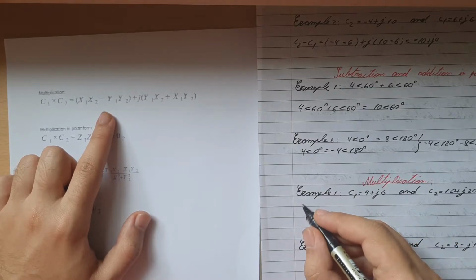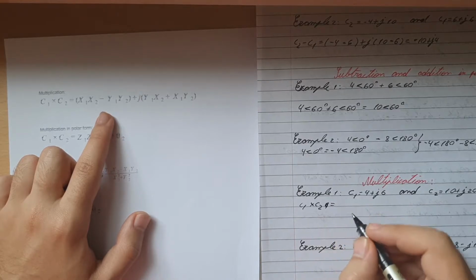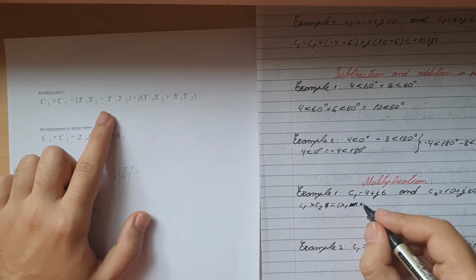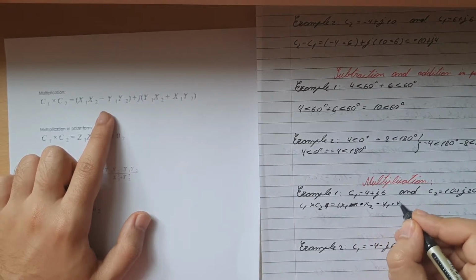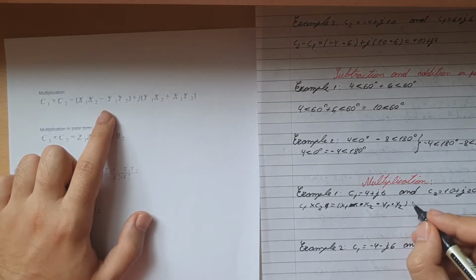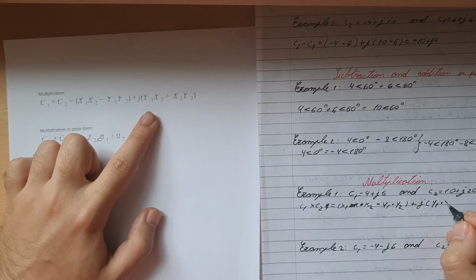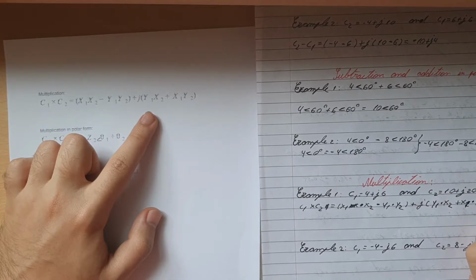So C1 times C2 is equal to x1 times, actually no, let me put a dot for multiplication, times x2 minus y1 times y2 plus j, y1 times x2 plus x1 times y2.